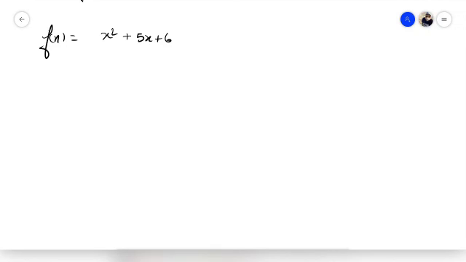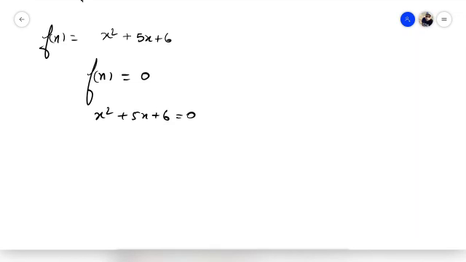Let's first recall the meaning of the zeros of a polynomial. Zeros of the polynomial means the values of x for which the polynomial becomes 0. So we have to find the value of x for which the polynomial becomes 0. So let us write it: x square plus 5x plus 6 is equal to 0. Now this has become a quadratic equation.